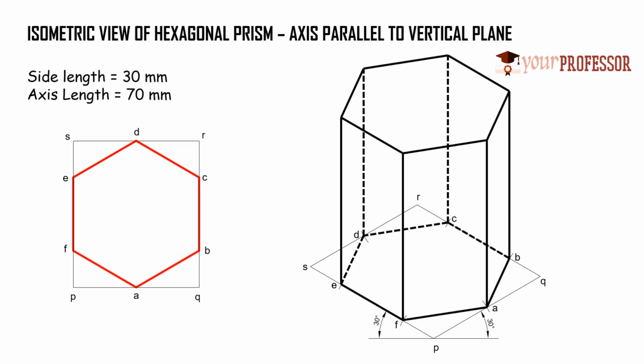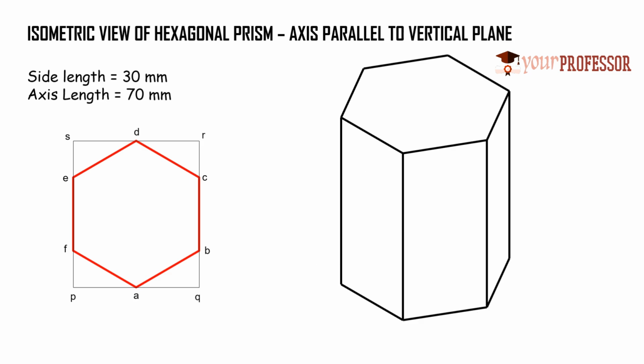Here when we consider the dotted lines, these are nothing but hidden lines. So if you erase these lines, then the solid representation will appear here like this. Let us see the next case also.